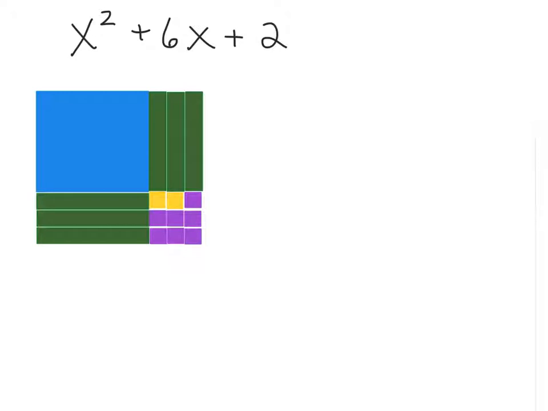Okay, in order to build our perfect square, we had to add 7 to it. And so now we have our perfect square, and we're going to rewrite this equation now that we've added the 7 to it.